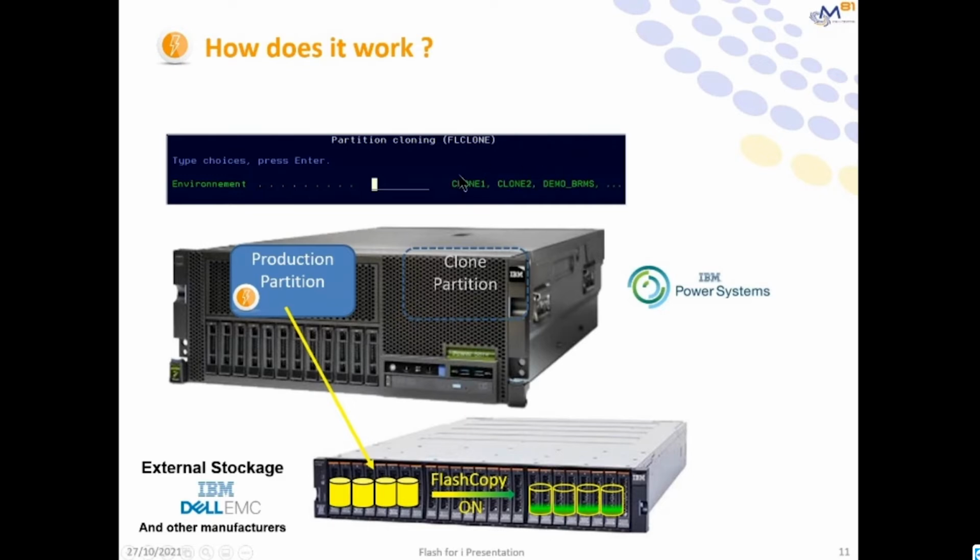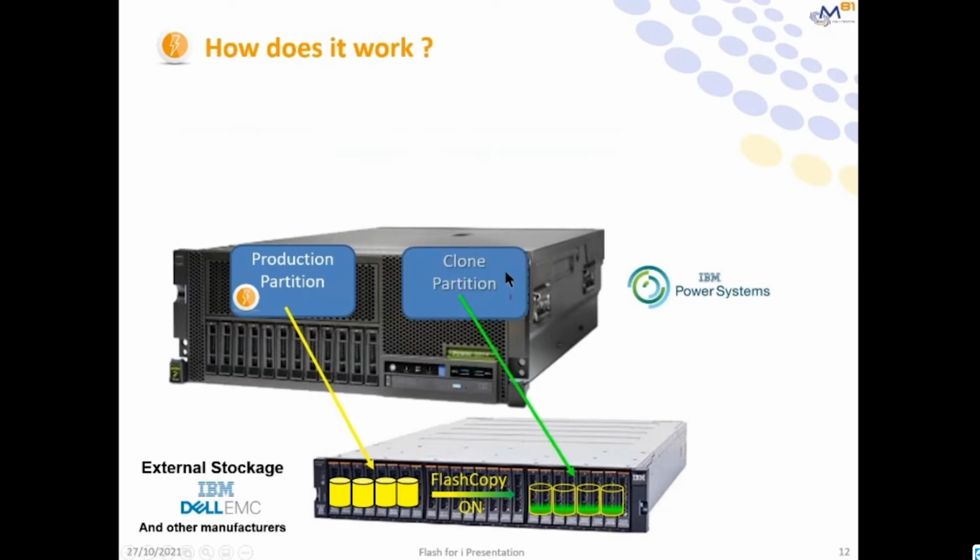This command will connect to the HMC and start the clone partition. When the clone partition will IPL, remember, as those disks are an exact copy of the production, they have the same IP address, they have the same startup program, they have all the same characteristics. We don't want to start the production a second time. So the product will change things. First, we will change the IP address to have another IP address.